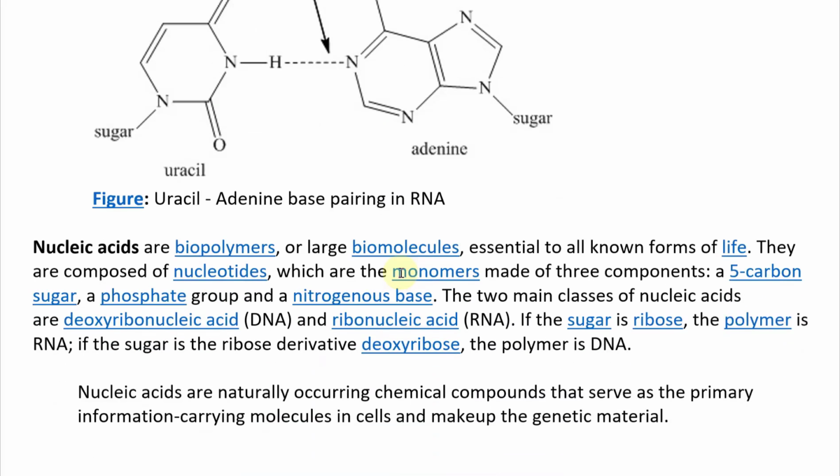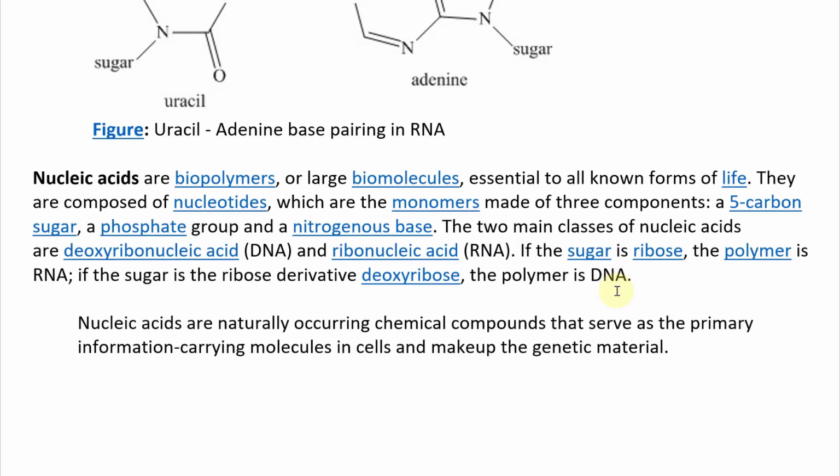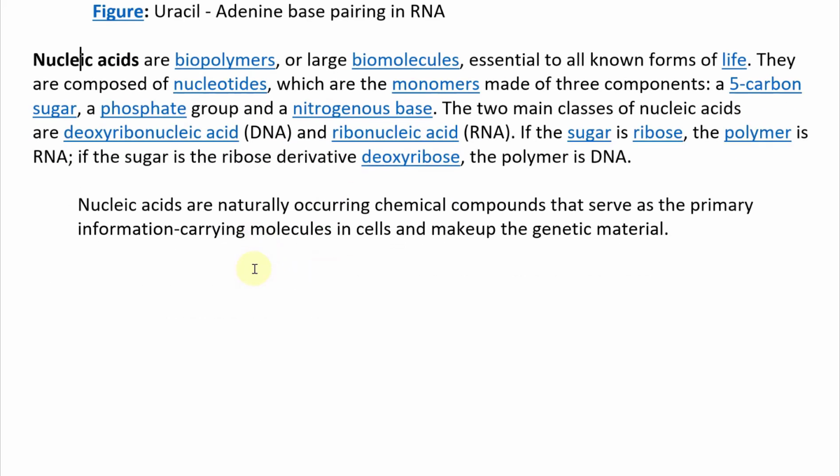And here are the bases there. The two main classes of nucleic acids are deoxyribonucleic acid, or DNA, and ribonucleic acid, RNA. If the sugar is ribose, the polymer is RNA. If the sugar is the ribose derivative, deoxyribose, the polymer is DNA. Which, again, is just a ribose that lost an oxygen. All right, let's continue further.